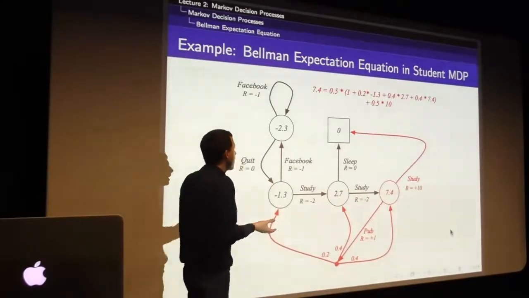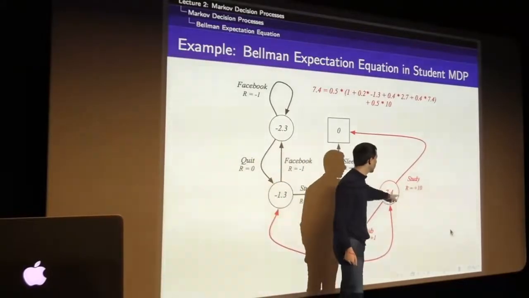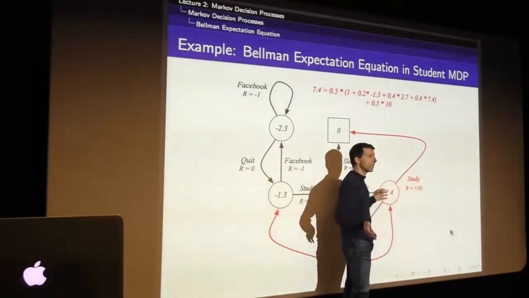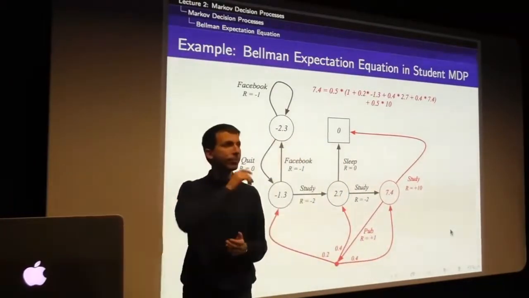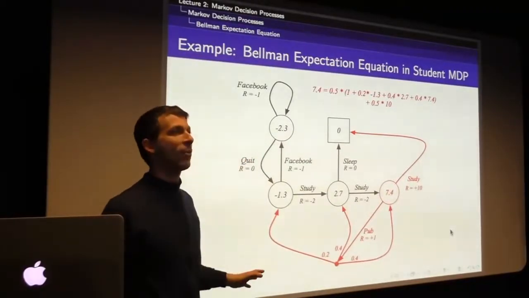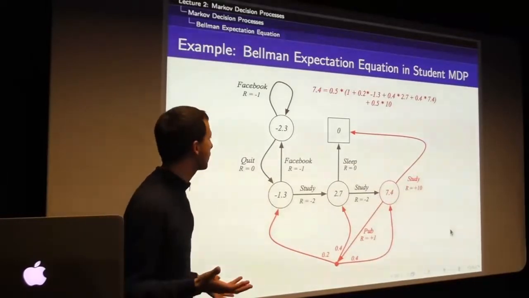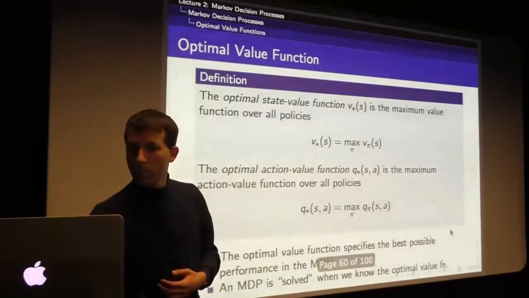So that basically tells us now we really know how good it is to be in each one of these states. You really will get 7.4 units of reward in expectation if you just behave according to this policy. Okay, is that clear? Right. So, that's all very well, but it doesn't tell us the best way to behave. And what we really care about in an MDP is figuring out the best way to behave.